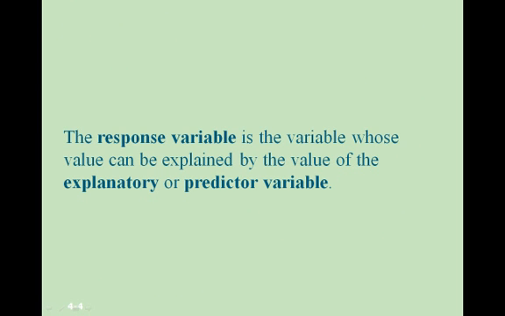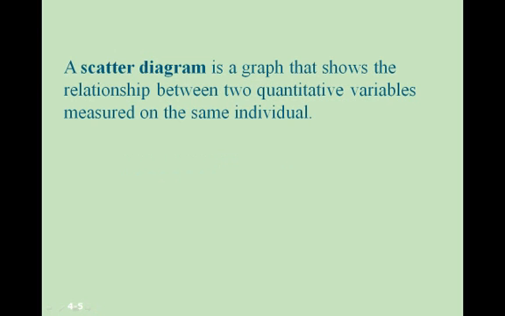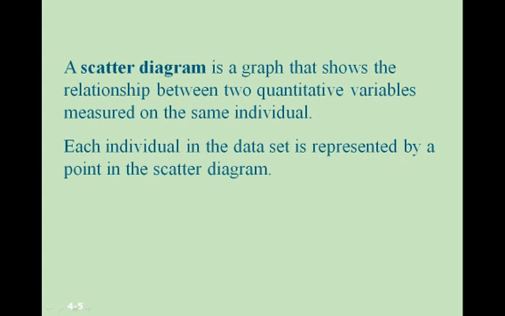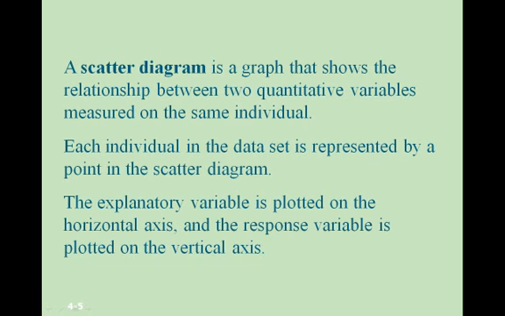Remember that the response variable is the variable whose value can be explained by the value of our explanatory or predictor variable. A scatter diagram is a graph that shows the relationship between two quantitative variables measured on the same individual. Each individual in the data set is represented by a point in the scatter diagram. The explanatory variable is plotted on the horizontal axis, and the response variable is plotted on the vertical axis.